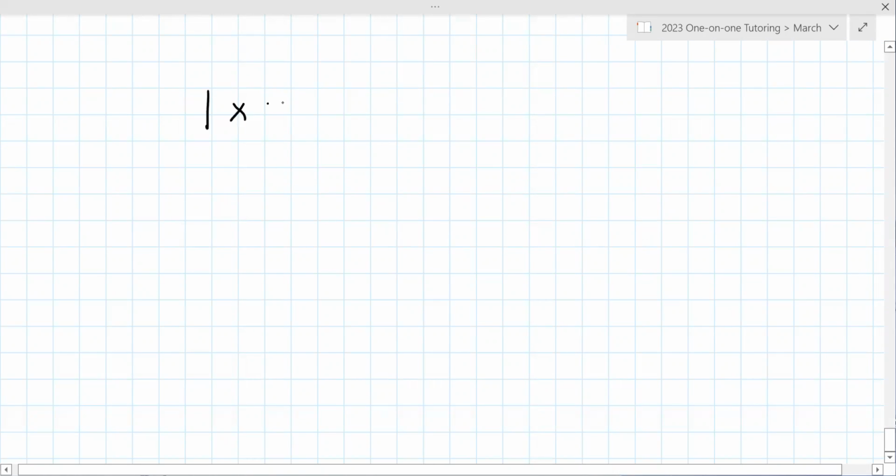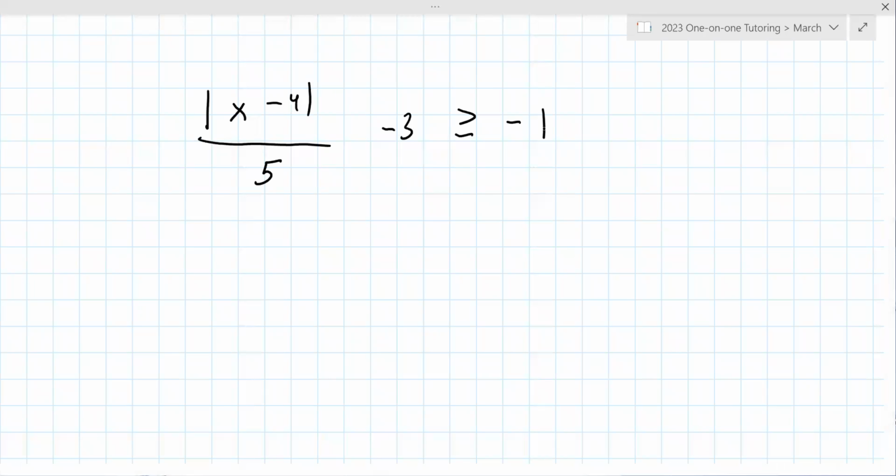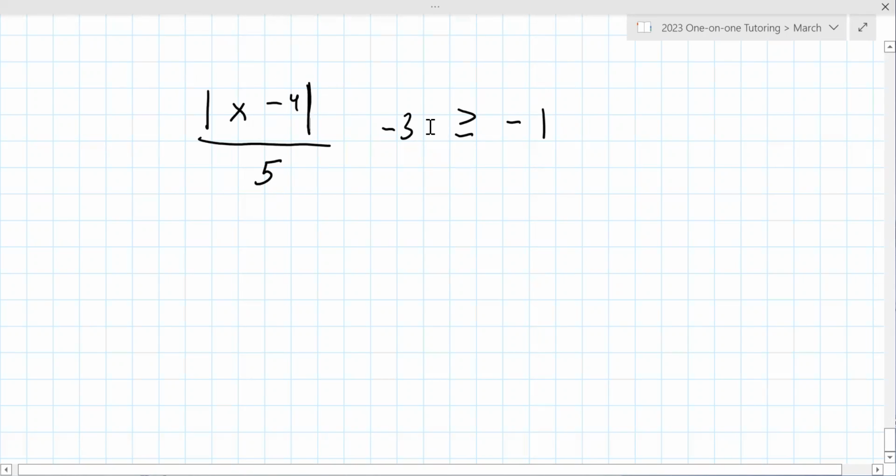Absolute value x minus 4 over 5 minus 3 greater than or equal to negative 1. Let's try that here. Okay, so this one's got a little bit more to do. Just like we've talked about, you have to isolate the absolute value. You can't split this apart until the absolute value is isolated. So you have to know whether to undo division by 5 or subtraction by 3. Which do you undo first? Subtraction by 3. So you're going to add 3 to both sides. That becomes absolute value x minus 4 over 5 greater than or equal to 2.